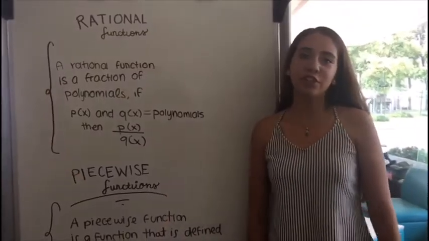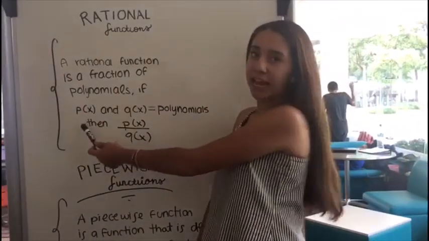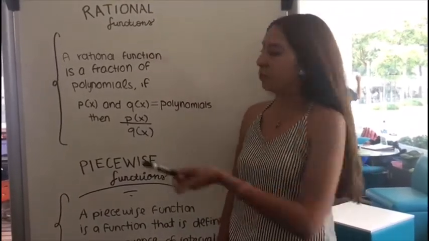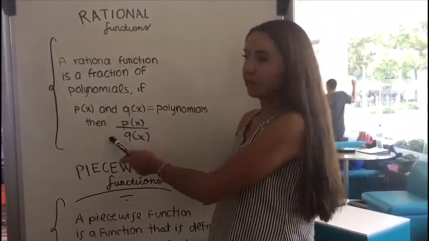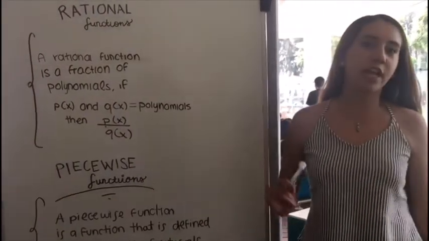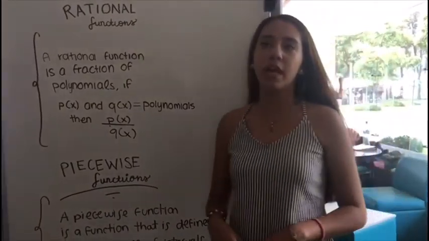A rational function is a fraction of polynomials. So if we have p of x and q of x that equal the polynomials, then the formula would be p of x divided by q of x. And a piecewise function is a function that is a sequence of intervals, and most of the time they have restrictions.